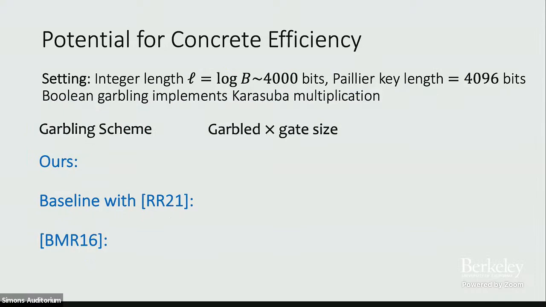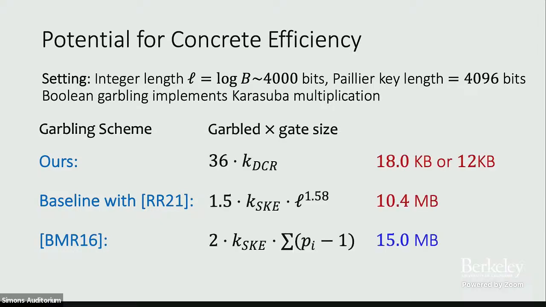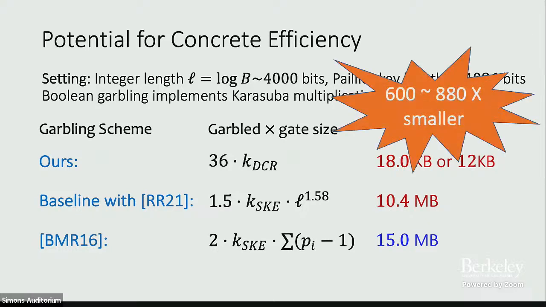Sorry for showing you concrete numbers. It turns out that our numbers also are not too bad. Basically, we fixed some setting. I'm not going to explain all the settings, but when you do the calculation for this specific setting, you can actually compute yourself the size of a garbled multiplication gate. Comparing with the state-of-the-art Boolean garbling, we go from the size, which is at the level of megabytes, to the level of kilobytes. So that's roughly 600 to 800 times smaller than the Boolean baseline.